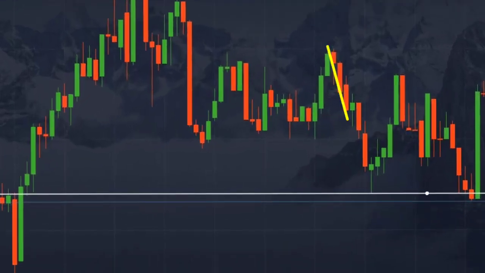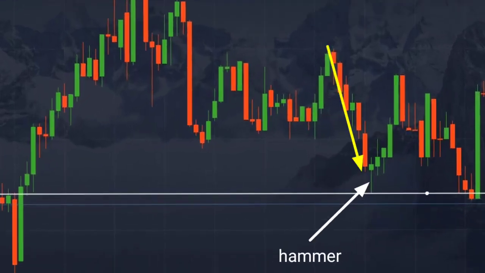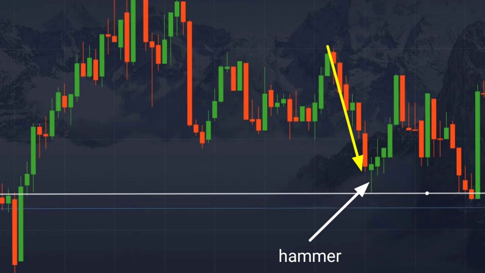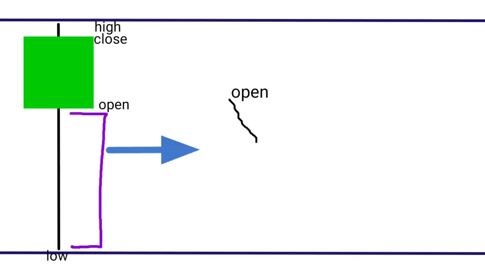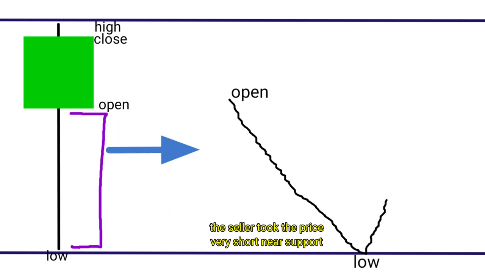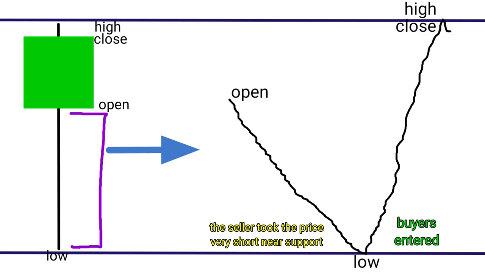So when there is a downtrend in the market, a hammer candle is formed after the downtrend, which looks like this. Hammer is a bullish reversal candlestick pattern. It should be formed at the end of a downtrend. The long lower shadow suggests that initially the sellers took the price very low near support, but then the buyers came and eventually took the price up and closed it higher than the opening price.